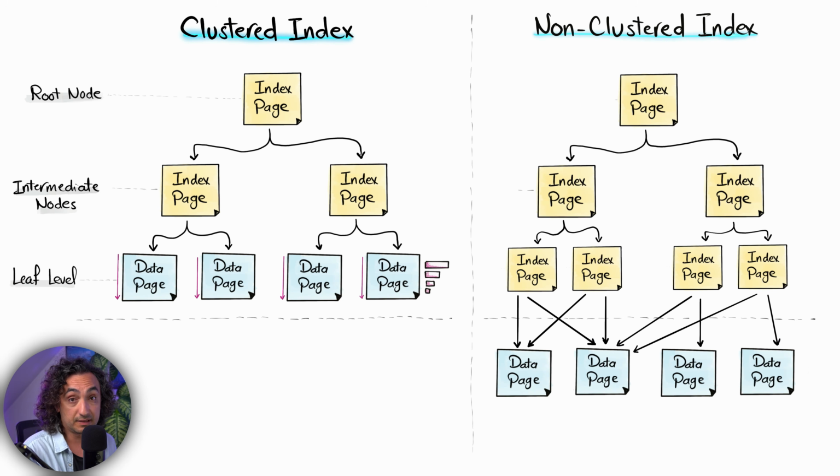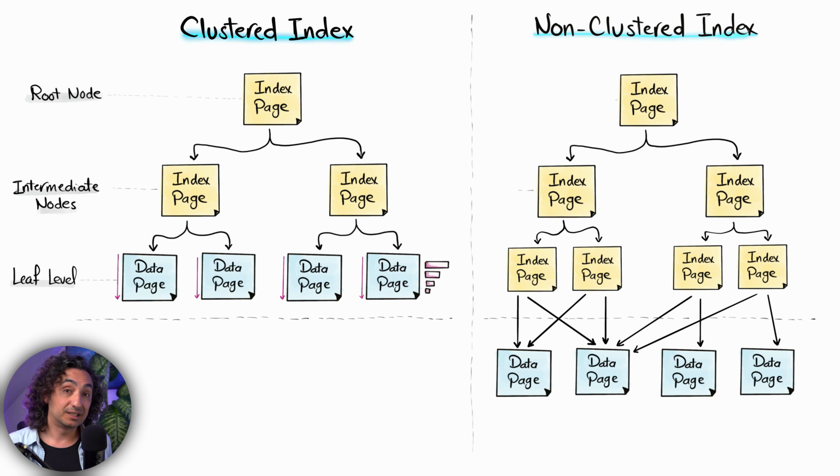But the big difference is that the data pages are not part of the B-tree. The B-tree of the non-clustered index is just a separate structure that does not involve any data, so we have only index pages. And it just points to the data pages without changing anything physically with your data.